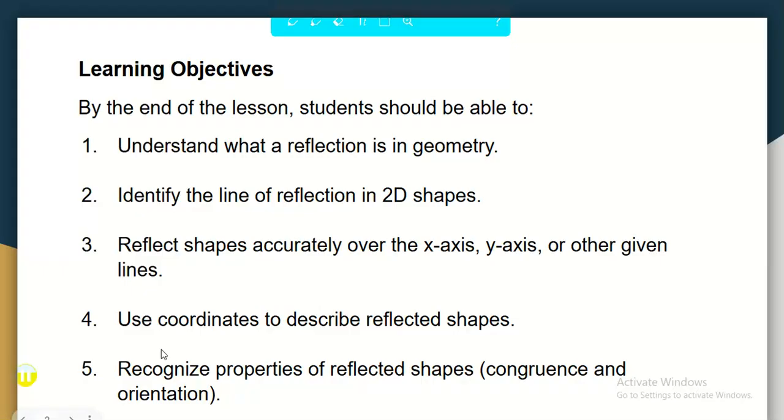Learning objectives. By the end of the lesson, you should be able to understand what a reflection is in geometry, identify the line of reflection in 2D shapes, reflect shapes accurately over the x-axis, y-axis or other given lines, use coordinates to describe reflected shapes, and recognize properties of reflected shapes, congruence and orientation.